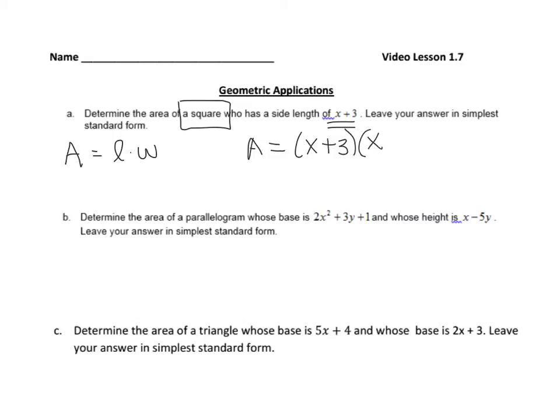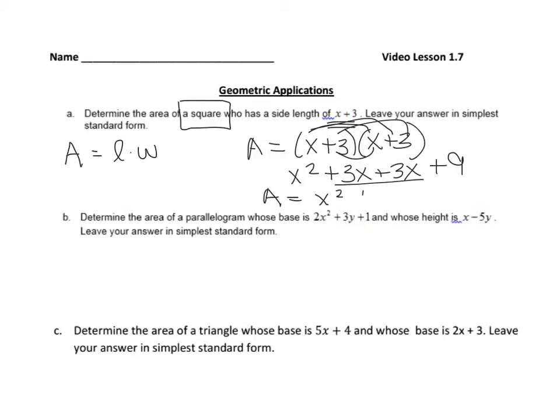times the width. Now today in class we practiced multiplying binomials by double distributing. X times x gives you x squared. X times 3 gives you 3x. 3 times x gives you 3x. And 3 times 3 gives you 9. Combining your like terms, the area in simplest standard form is x squared plus 6x plus 9.